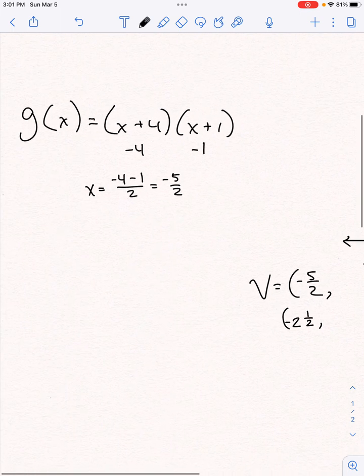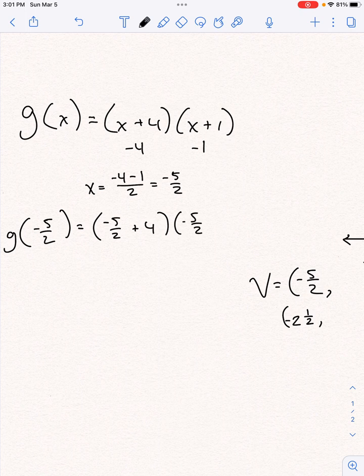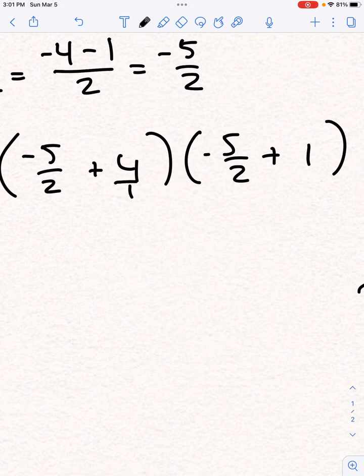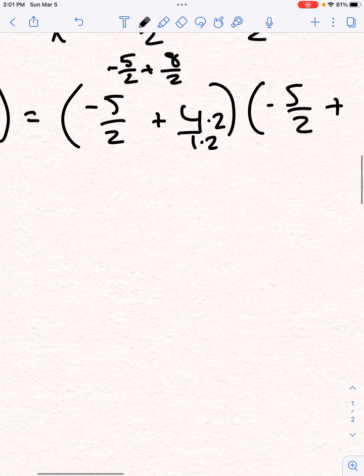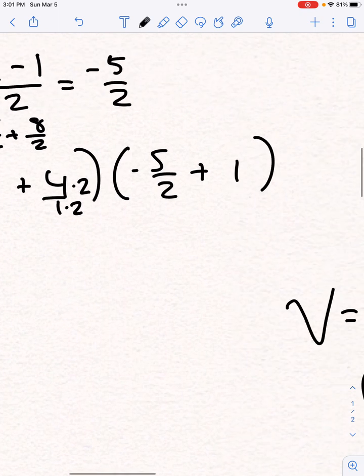But let's plug that 5/2 in here. So g of negative 5/2. So plus 4. And negative 5 halves plus 1. So common denominator, we're going to have to put this over 1. Common denominator is 2. So this will be still negative 5 halves, and this will be 8 halves. Negative 5 plus 8 is a positive 3. So 3 halves.